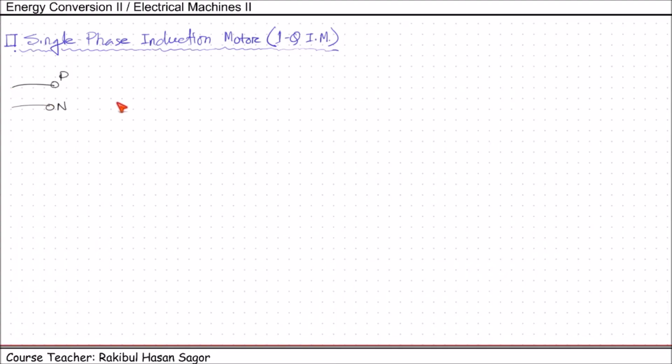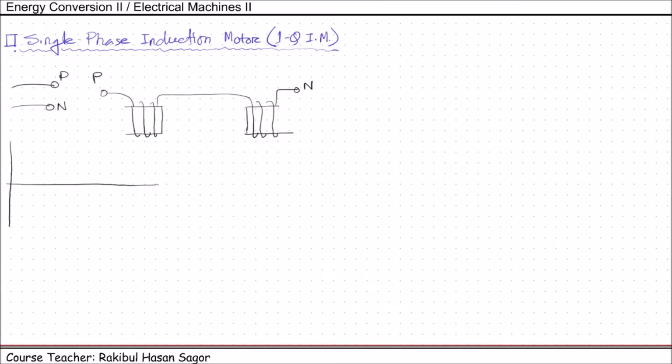Now, if we have a configuration like this, and we give the phase connection here, and another side is connected with neutral. This is phase connection, this is neutral connection. So there will be a creation of magnetic field. That magnetic field will be alternating as the supply is alternating. So we know from single phase source we have this type of supply voltage.